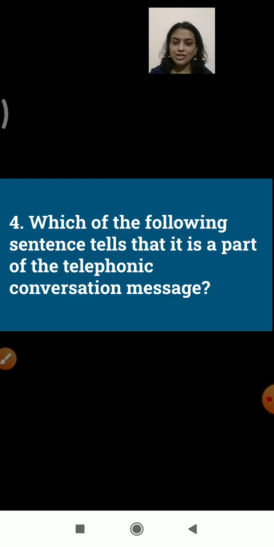So there is a conversation going on and then the conversation is about whom? Is it about you only? No, it is about the third person. It can be your brother, it can be about your father or your mother also. So you know that in telephonic conversation, you have to pass the message. So how many people are included here? 3, right? So which of the following sentence tells that it is a part of the telephonic conversation message? Let's see.